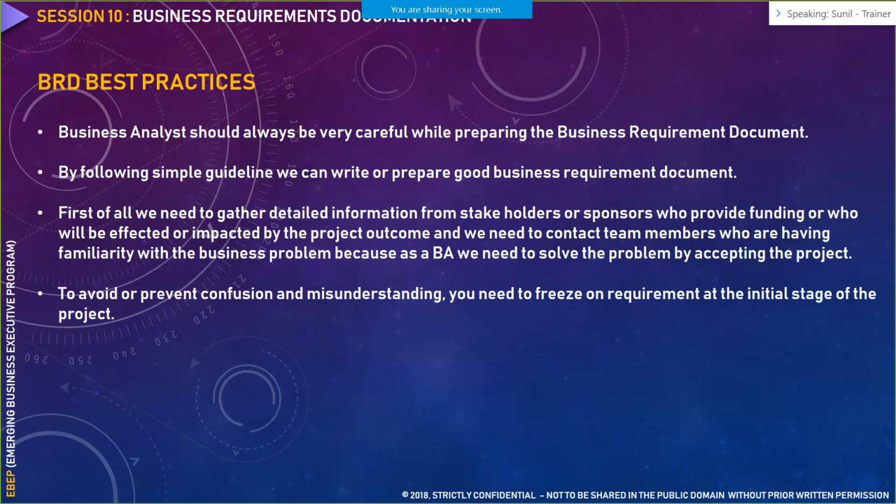So you need to have a thorough understanding by sitting with the business team around their needs and objectives behind initiating that particular project. Only after that can you come to a conclusion and go about writing the business requirement document. In this process, you may have to contact team members who have familiarity with the business problem, because as a BA we need to solve the problem by accepting the project.